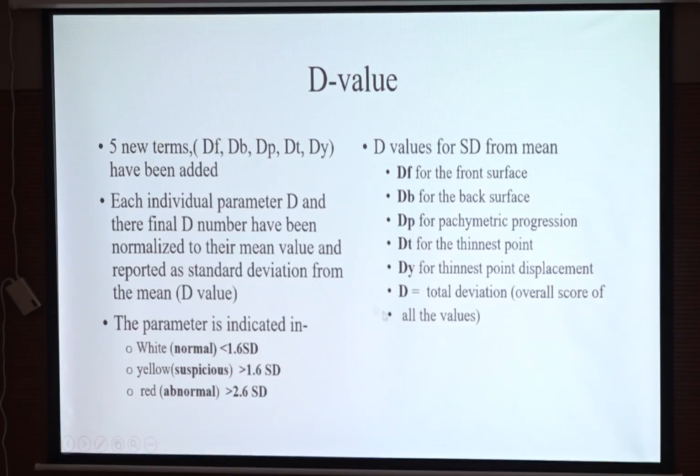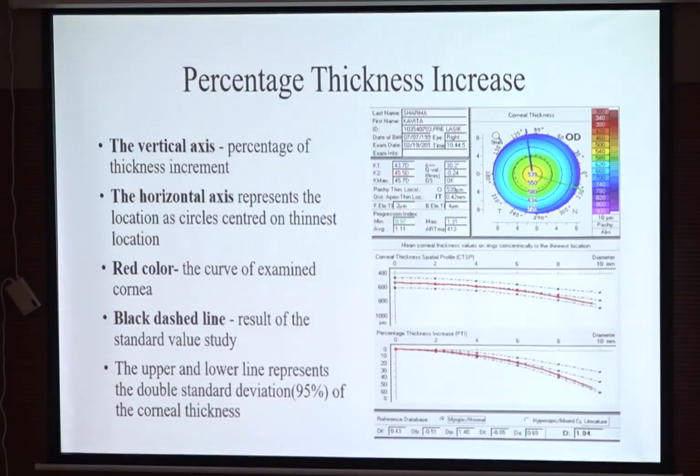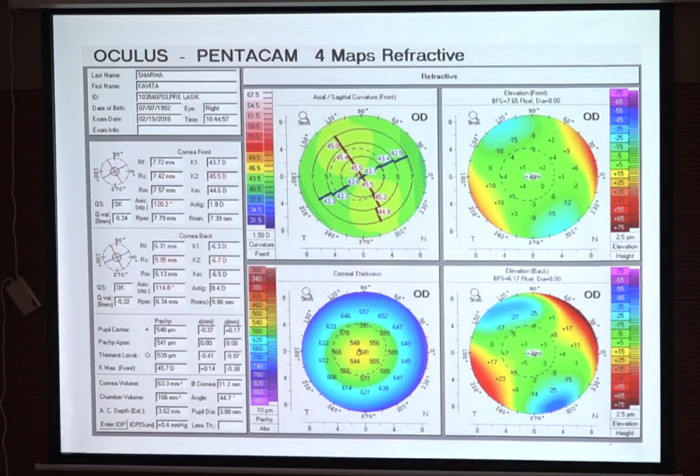So what we need to remember in this one is that the total D value should be less than 1.6. Between 1.6 to 2.6 is suspicious, and more than 2.6 is abnormal. And also in this you have the percentage thickness increase, which should be between your 2 dashed lines, which indicate your 2 standard deviation. So just before concluding, I would just like to show this map, so that whenever this map is shown to you in your exam, you should know how to read it.